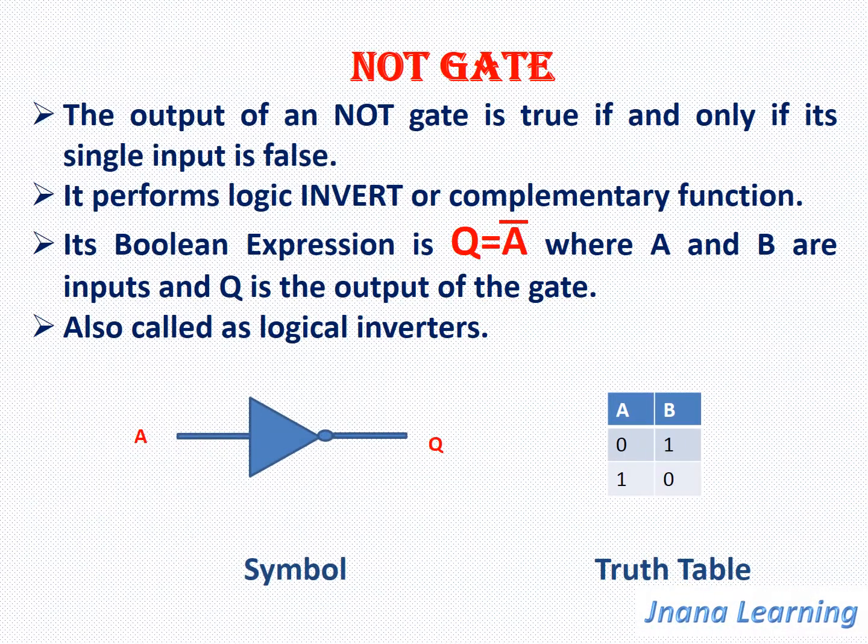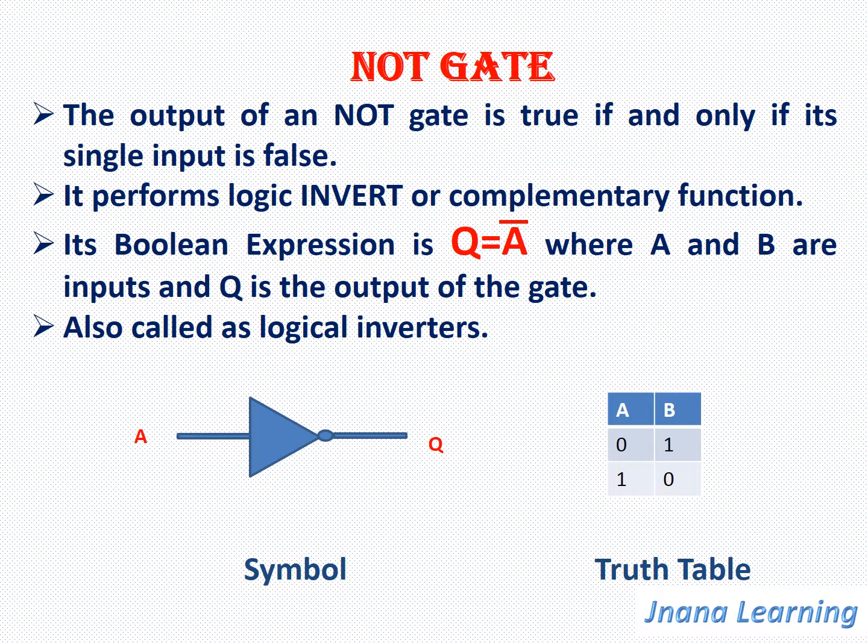Then the third one, that is NOT gate. So the output of a NOT gate is true if and only if its single input is false. Actually, a single input is given to the NOT gate. So if the input is 0, output will be 1, and if input is 1, output will be 0. Actually, it performs a logic invert or complementary function, and its Boolean expression is Q is equal to A bar. And the logical NOT gate is also called as logical inverter. So that's the fundamental gates.